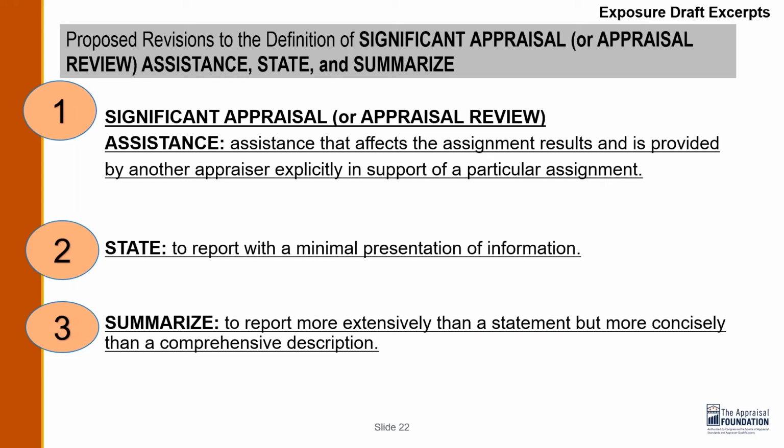To level set for a moment, in the case of a new definition, the ASB's goal is to provide context as to the meaning of these terms which are included in USPAP but are not currently defined. And as you know, Lisa, the ASB often gets questions about significant appraisal assistance. What is it? What isn't it? The proposed definition in this case seeks to clarify what the term means in USPAP. And furthermore, state and summarize are used throughout the reporting standards, but have not been defined. With these definitions, the ASB is seeking to clarify the difference in the amount of information to be presented in each instance.